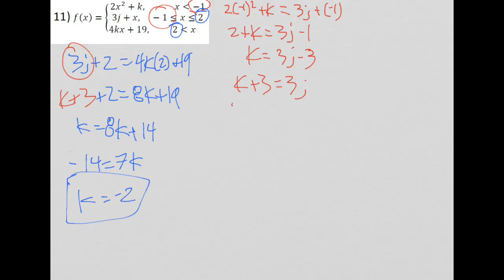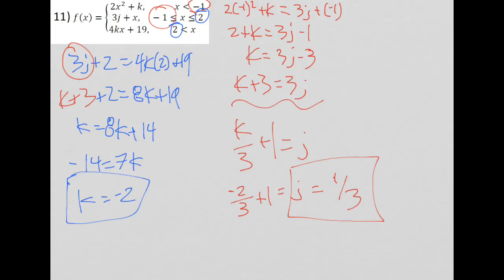So now let's go ahead and take that equation there and rewrite it as k over 3 plus 1 equals j by dividing 3 on both sides. And now I'm going to substitute in my k value to get -2 thirds plus 1 equals j. So 1 minus 2 thirds is 1 third, and I have my j value as well. And you should be able to plug those back in, j and k, and evaluate those values of x, so -1 and 2, and find that you are continuous.